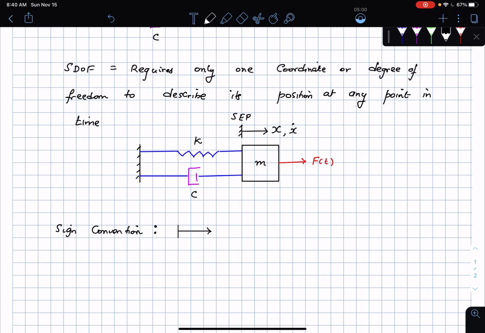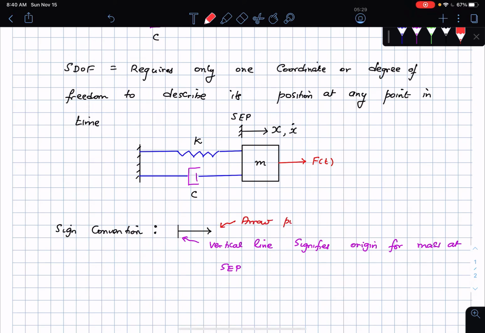This vertical line here, let me put a mark on that. The vertical line signifies the origin for the mass at SEP. This is the undisturbed position of the mass. And then the arrow points towards positive quantity.